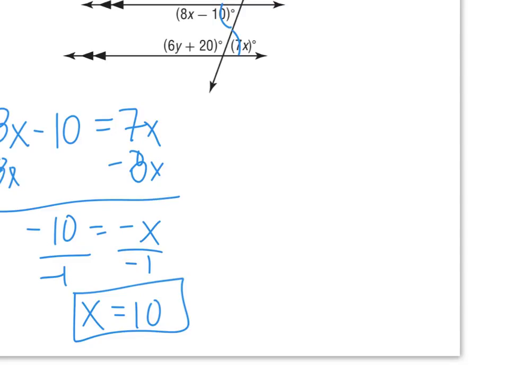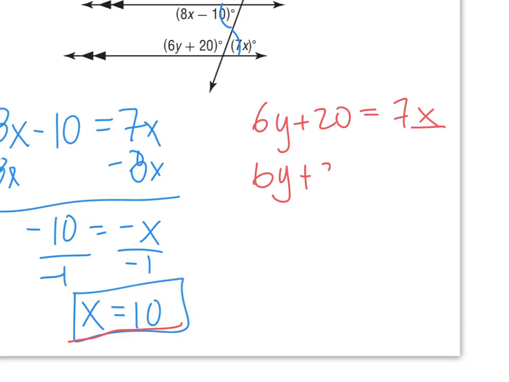So I'm going to set up the equation now. 6y plus 20 is equal to 7x. Now, because x is equal to 10, I'm going to substitute that in for x up here. And so I get 6y plus 20 is equal to 7 times 10. All right, I'm going to substitute that in. So I get 6y plus 20 is equal to, what is that, 70? Okay.